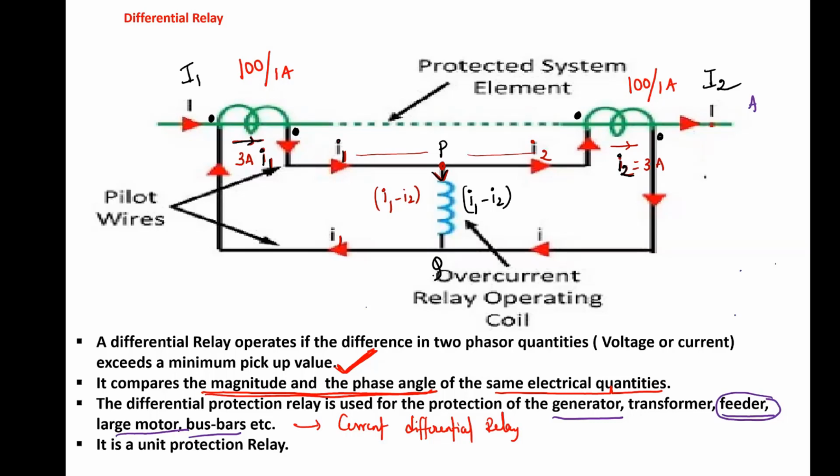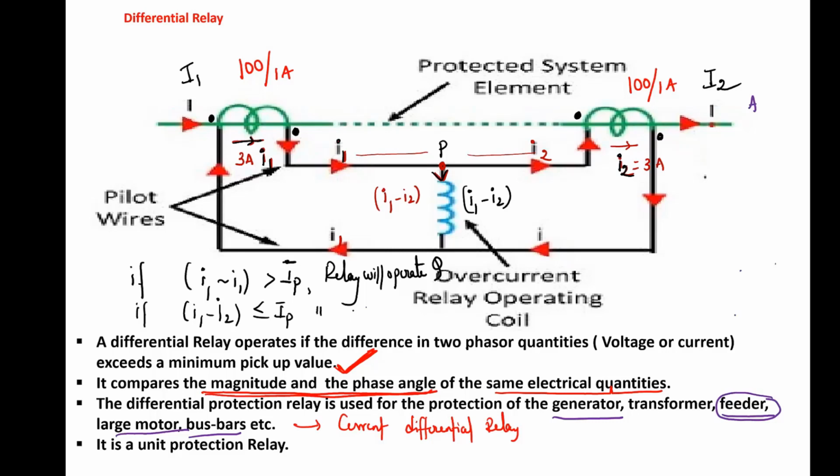If this difference I1 minus I2 exceeds some pickup current, let us call that pickup current IP, relay will operate. If this I1 minus I2 is less than or equal to IP, relay will not operate. That is the operating philosophy of the simple current differential scheme.